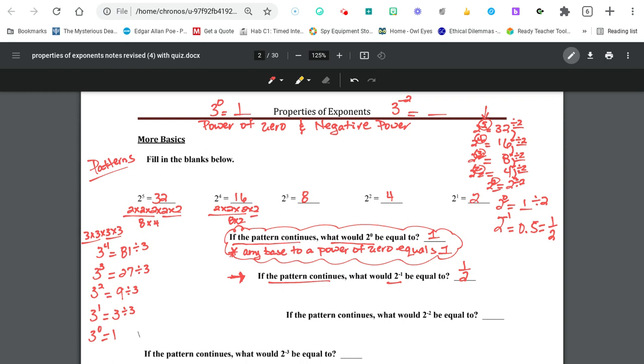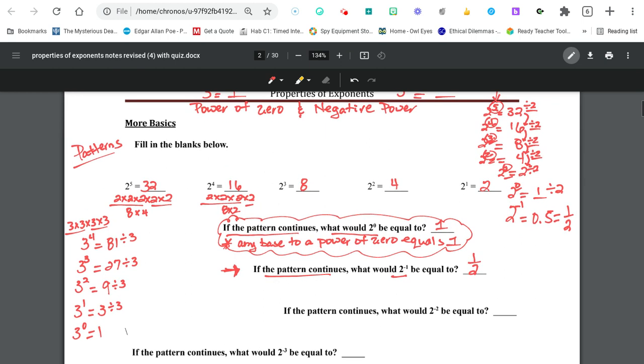2 to the negative first power is 0.5 or 5/10. But I'm going to write the fraction form because I need you to see what you're going to do with your base, okay? The base, or the number, or the term raised to the negative power. Okay?